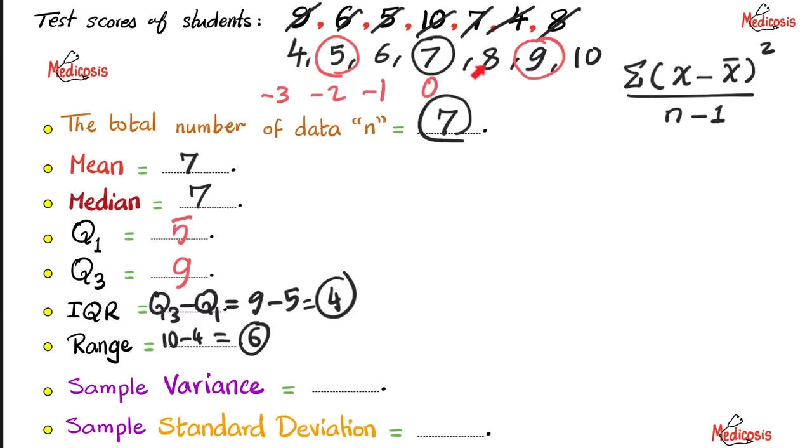How about the deviation of the 8 from the mean? 8 minus 7 is positive 1. How about 9? 9 minus 7 is positive 2. How about 10 from the mean? 10 minus 7 is positive 3.